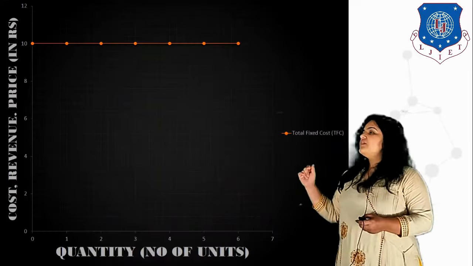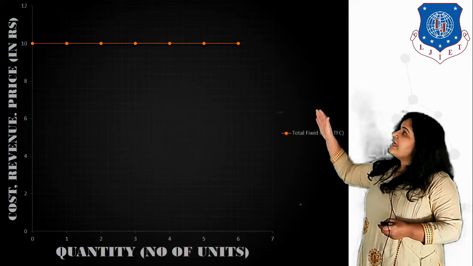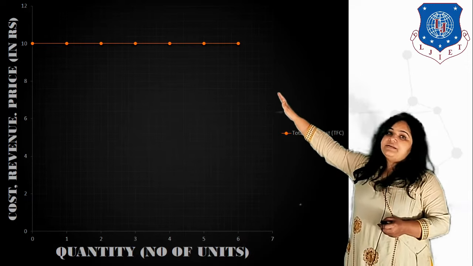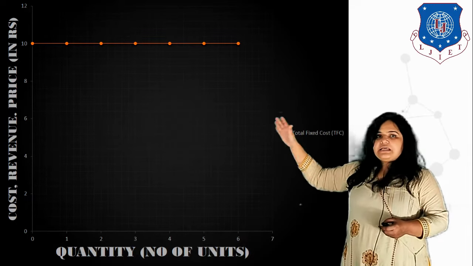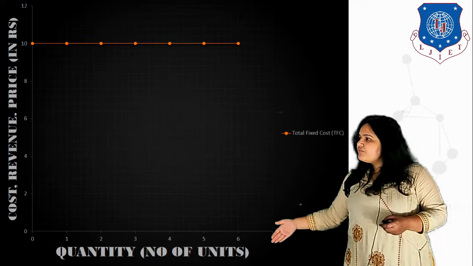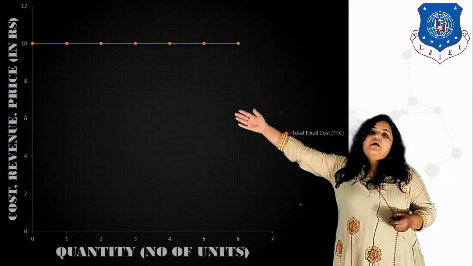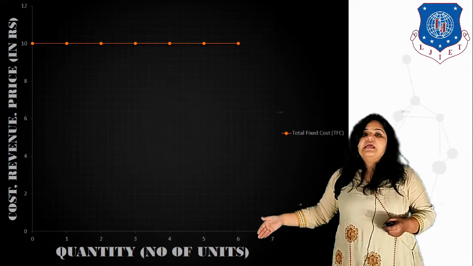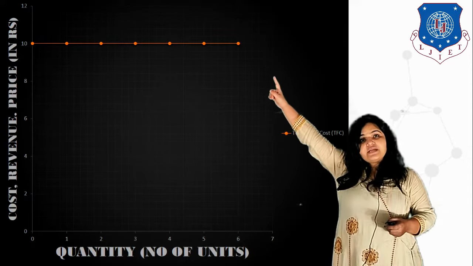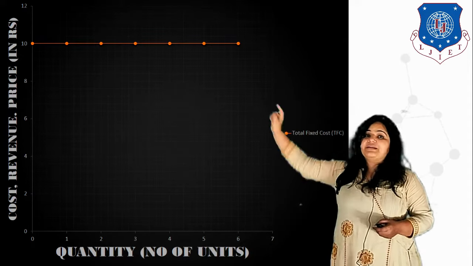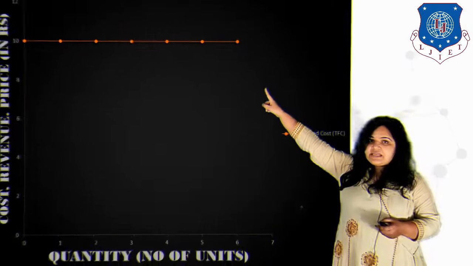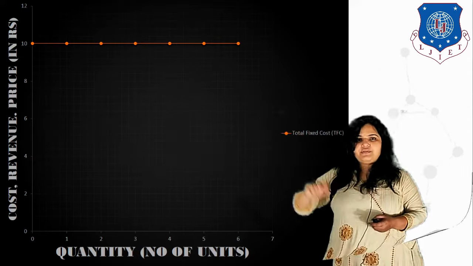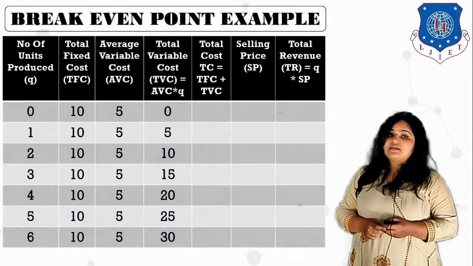Let us try to plot this on a graph. Obviously, in this graph, we will get fixed cost as a straight horizontal line parallel to the x-axis, because here we have a graph of number of units to the total fixed cost. So at each and every number of units, my fixed cost remains constant. So I'll get a line which is parallel to the x-axis. This line shows us the total fixed cost. Remember this.